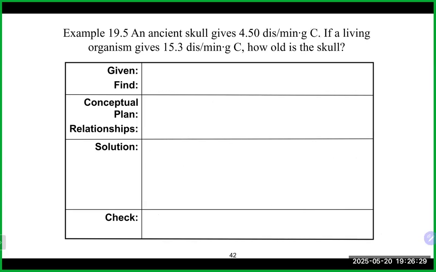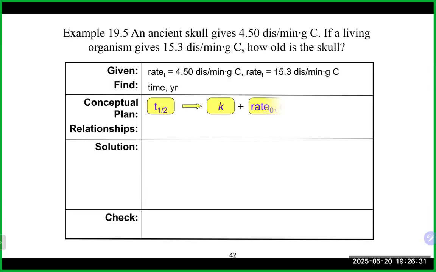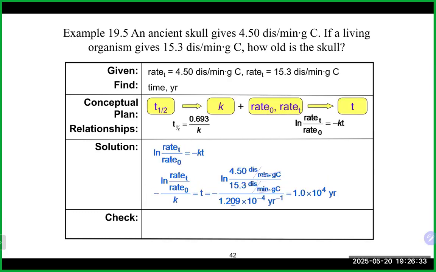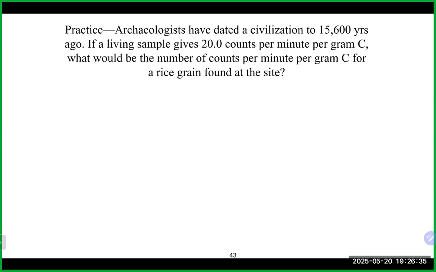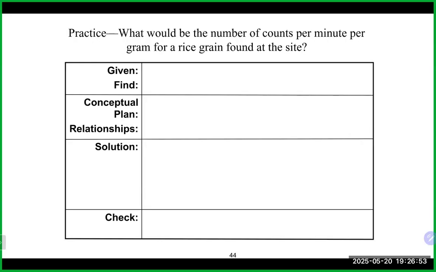All right, why don't you try one then? Not this one, since that's the one we just did. Archaeologists have dated an ancient civilization at 15,600 years. If a living sample gives 20 counts per minute per gram of carbon, what would be the number of counts per minute per gram of carbon if you found a grain of rice on the site?